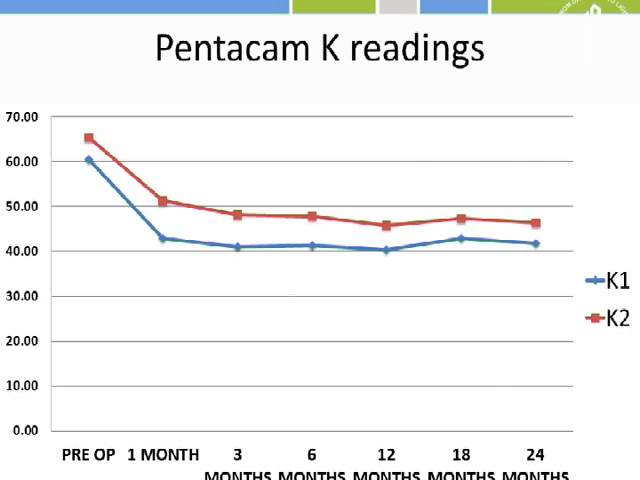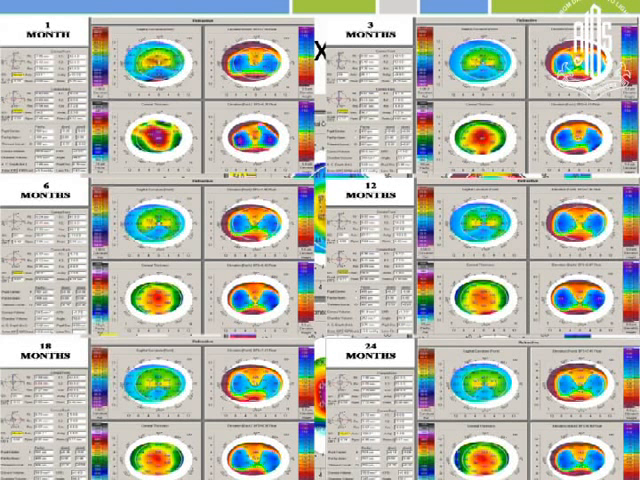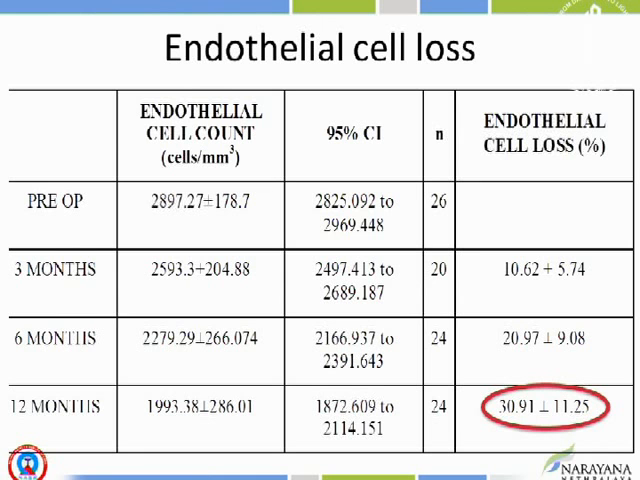up to 24 months. This is a case example where we can see the Pentacam image of a patient preoperatively showing advanced keratoconus, and post-operatively we can see regular astigmatism at all months and early topographic stabilization as early as 3 months. The endothelial cell loss noted at 1 year was 30.91%.